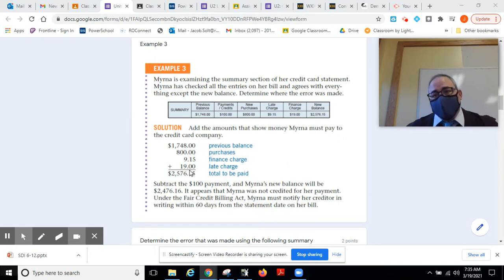Okay, we have example 3. This is really all I want to talk about. Mirna is examining the summary section of her credit card statement. Mirna has checked all the entries on her bill and agrees with everything except the new balance. Determine where the error was made.